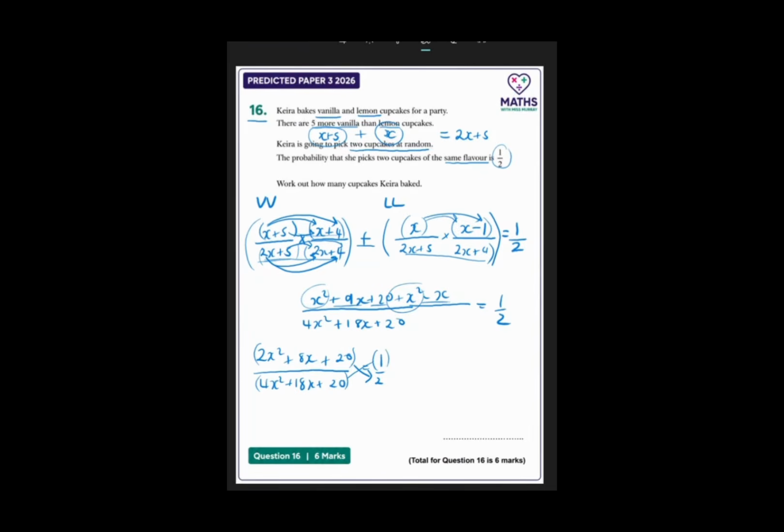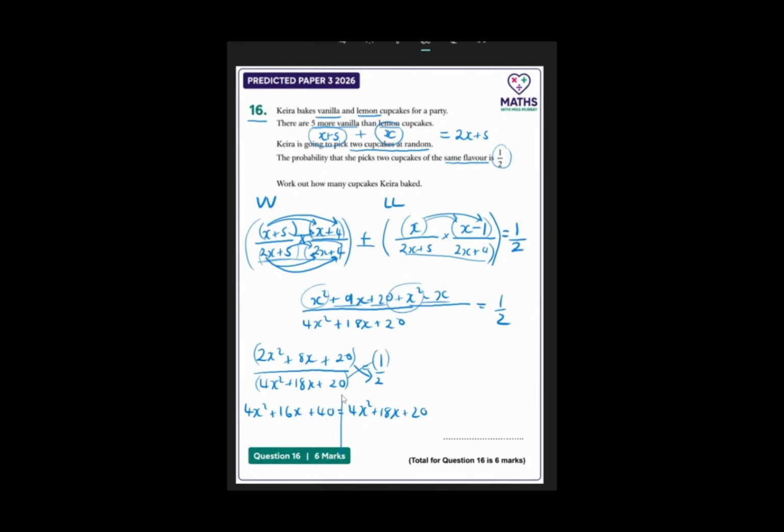So I'm going to run out of room. All of this multiplied by 2 is 4x squared, add 16x, add 40. And that is equal to one lot of this denominator here, which just means it's going to stay the same. So 4x squared, add 18x, add 20. So now I've got to solve it.